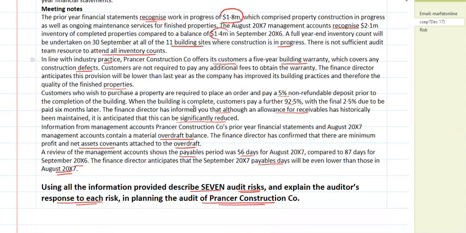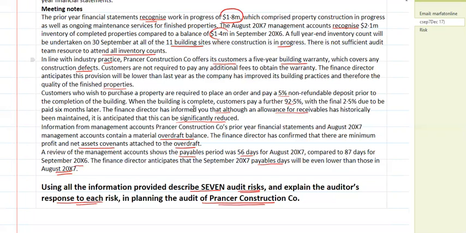Allowance for receivables has historically been maintained. It is anticipated that this will be significantly reduced. Okay, when there is a risk of bad debts, the management should create the allowance for receivables. Allowance for receivables can only be reduced if there is a genuine change. There is a risk that this may have been done to achieve the profit targets. The receivables may be overstated.